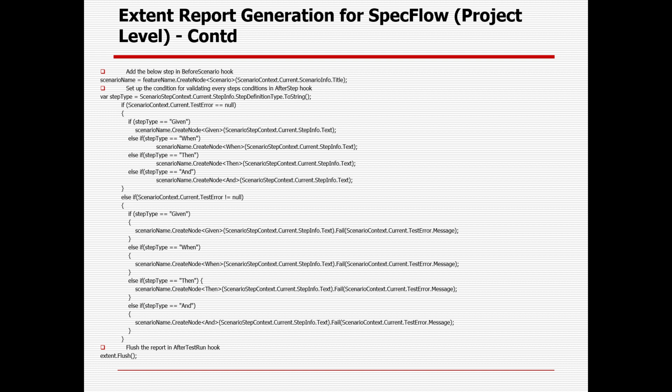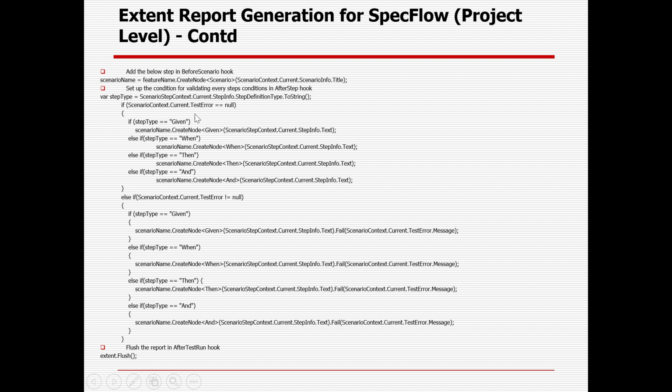So here I'll first validate whether any kind of error is coming or not. I'll be calling the test error method to validate whether any error is coming from the scenario context. In case any error is coming, then I will fail my test case with the error message. In case it is not coming, then I will simply print the given, when, then or and condition. So these are the steps I'll be defining.